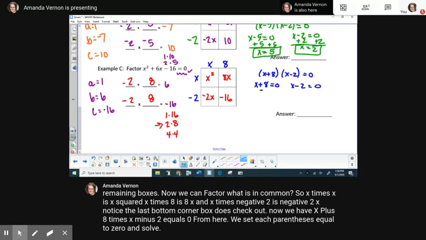Subtracting 8, x equals -8. Adding 2, x equals +2.